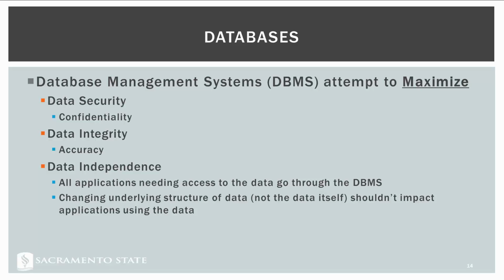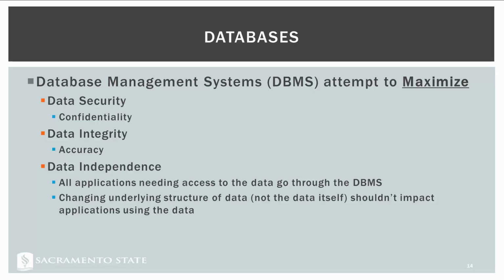Now, on the flip side, databases try to maximize security. So we want to keep our data secure, and particularly we want to keep it confidential. That means that nobody can see it that shouldn't see it. Number 2, we want to maximize integrity. Okay, the data should be accurate. It should stay accurate. It shouldn't become corrupted over time.